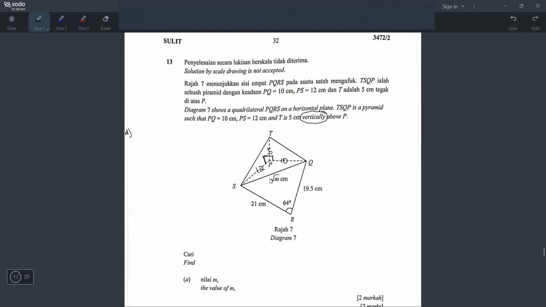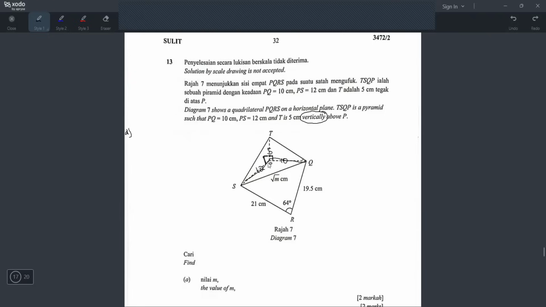Okay, I will tell you straight away. You will use this triangle to find M. Okay, some student might say something like this. Oh, sir, I thought can use Pythagoras theorem because this one is 10, 12. Hey, hello, this is not 90 lah. If this is 90, then can lah. You can use Pythagoras theorem. Then you can use 10 square plus 12 square. But this is not 90.